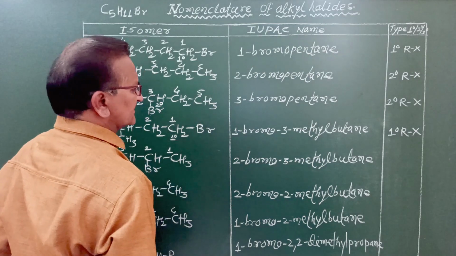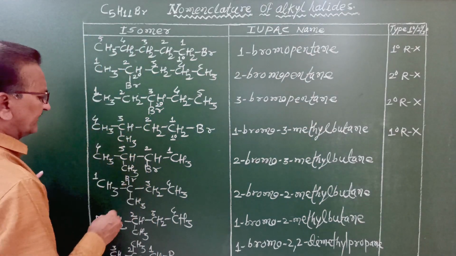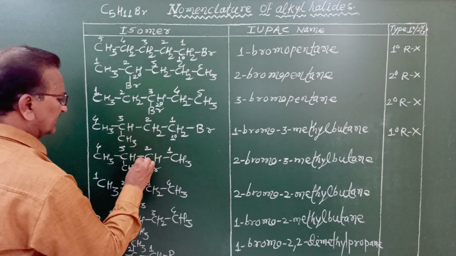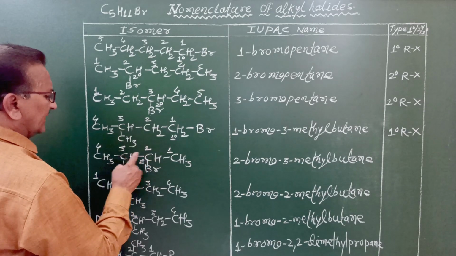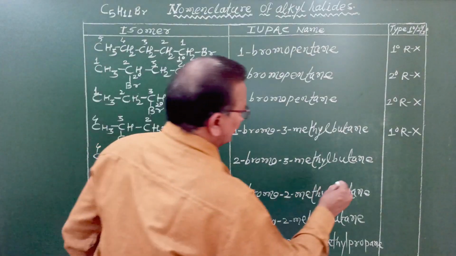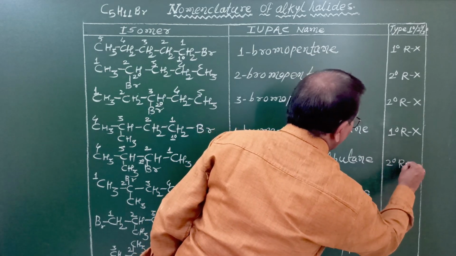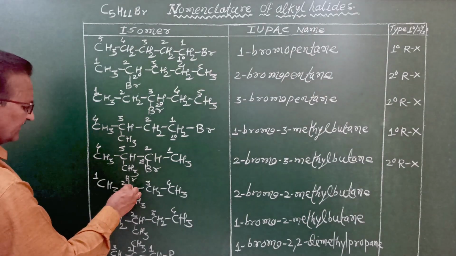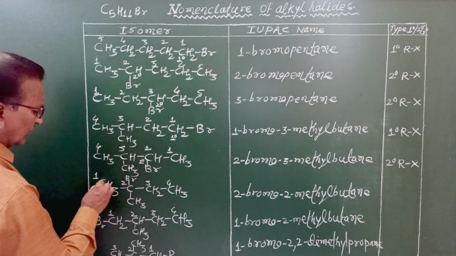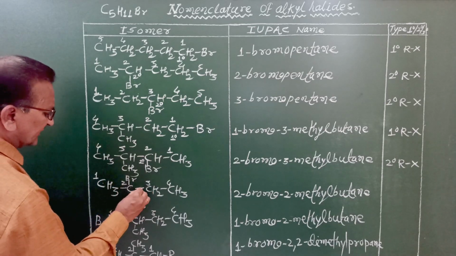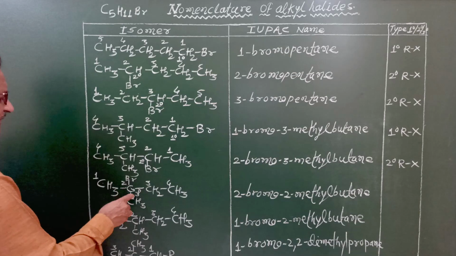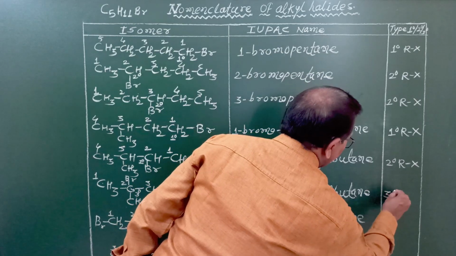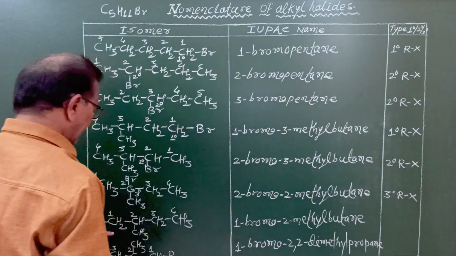Primary R-X. 1 degree can be read as primary. Now let us see this one. This carbon atom is 2 degree. Why is this carbon atom 2 degree? Because this carbon atom is bonded to other 2 carbon atoms. That's why this is an example of secondary alkyl halide. 2 degree RX. Next one. Now let us see this carbon atom. This carbon atom is bonded to other 3 carbon atoms. 1, 2 and 3. Therefore, this is a tertiary carbon atom. And to this tertiary carbon atom, the bromine atom is bonded. That's why this is an example of 3 degree RX. Tertiary alkyl halide.